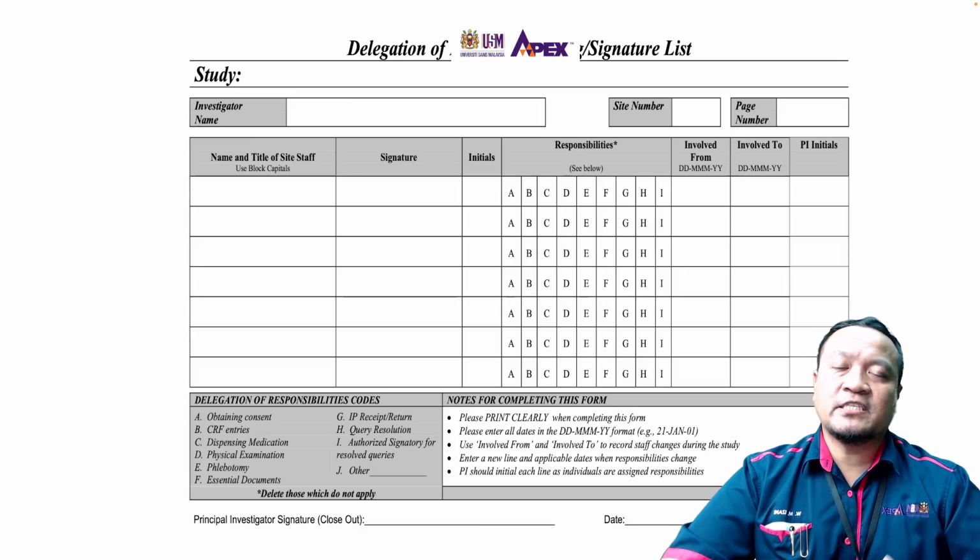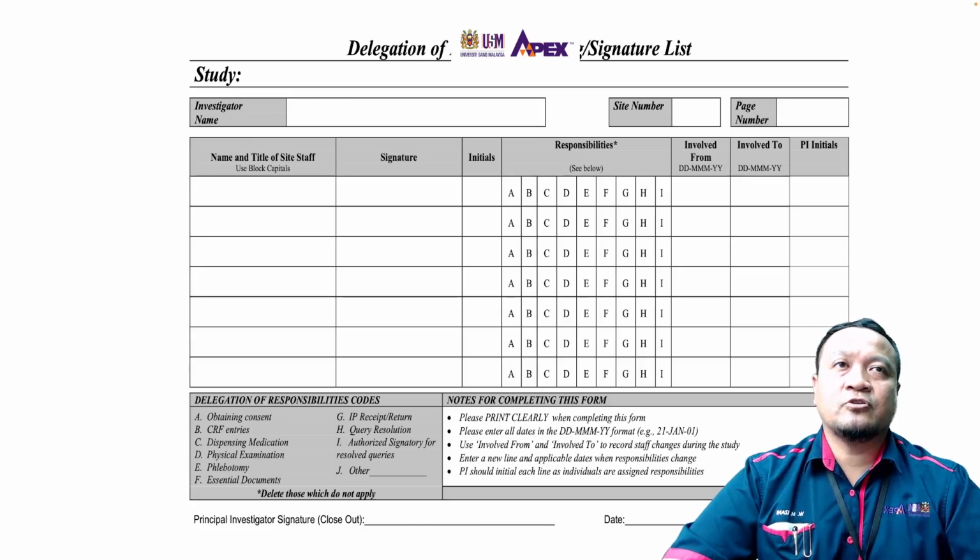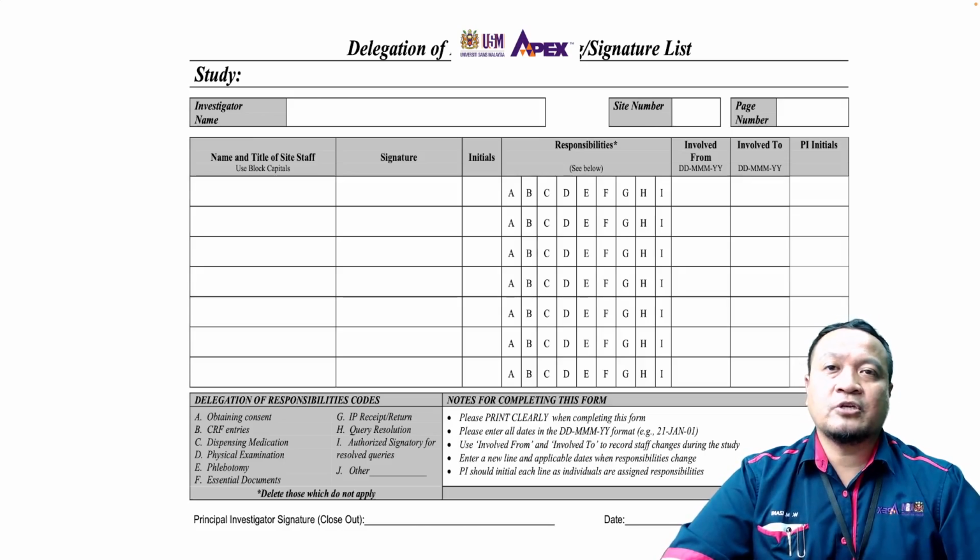Then the investigator will write down what delegation of duties this person has to do, and clearly write down the date that this action is to be executed, or the date from which the log is effective until the end of the study, for example, and the PI has to initial the delegation log.